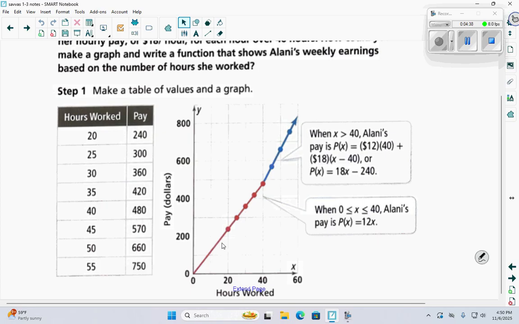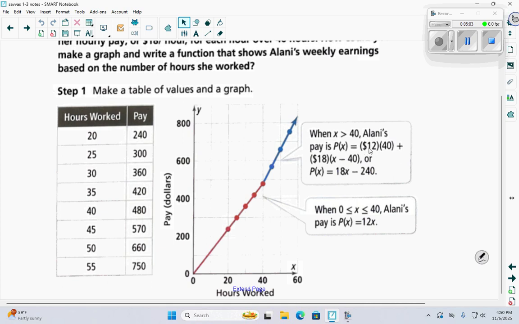Okay, so this one's a constant rate of change, but then the rate of change changes on this one because she's getting paid more. Off to the right hand side are the equations and the explanation of what those equations are. I want you to write this off to the right hand side. So when x is greater than 40, Alana's pay is P of X, okay?